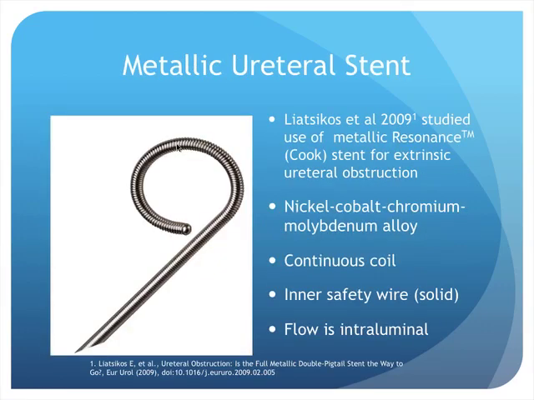Another study from 2009 looked at malignant extrinsic compression and the use of the metallic Resonance stent for this. This is a nickel-cobalt alloy stent. It's got a continuous coil with an inner safety wire, and the flow through the stent is intraluminal, so it goes down the ureter.